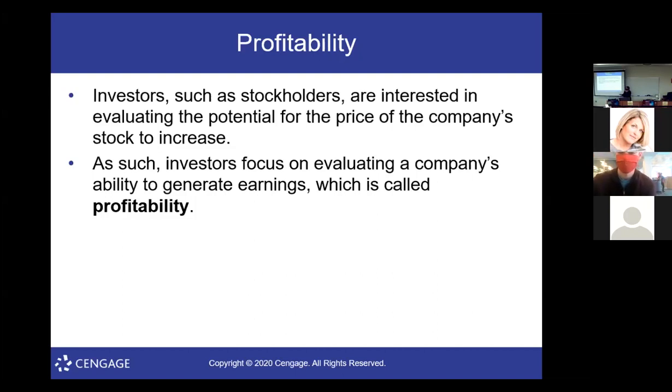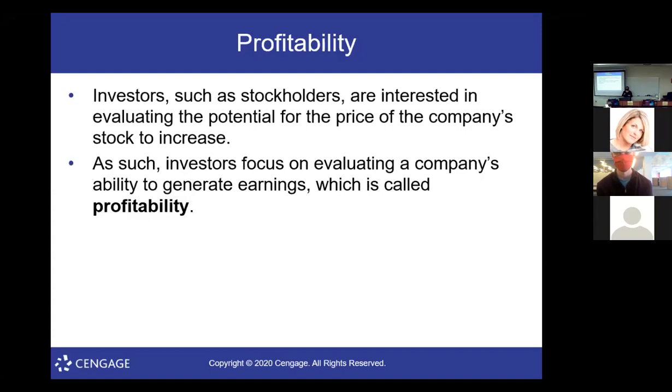If you are a stockholder, you are very, very interested in whether or not the company that you've invested in is profitable. Because typically, if a company is profitable, its stock price should improve over time. It doesn't always correlate that way, but from a big picture perspective, companies' stock prices move as they become more profitable. So profitability is an important metric from an investor standpoint.